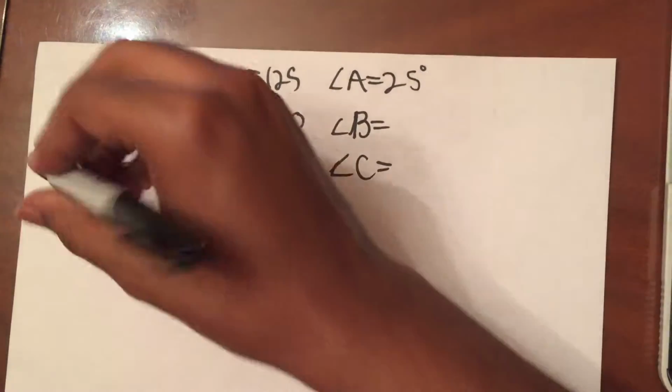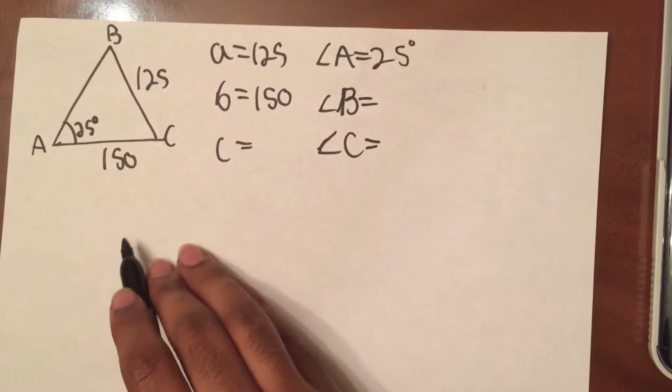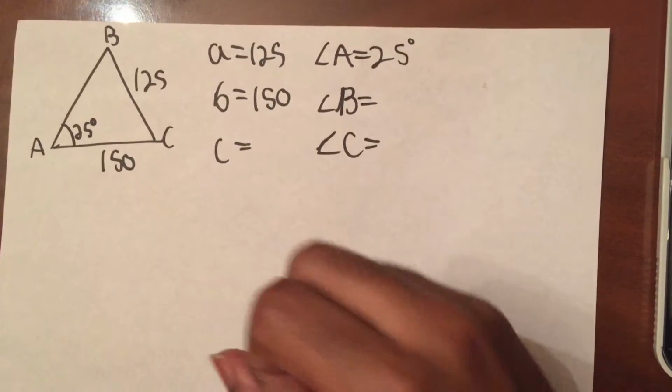Hello there. Today we're going to be doing an ambiguous case triangle. We're going to be solving for how many solutions or cases there are, and for angle B, angle C, and side C. Let's get into it, shall we?